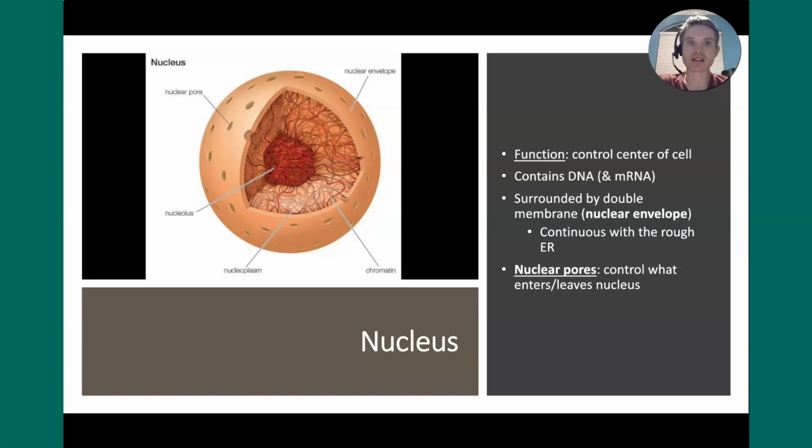The nucleus is the control center of the cell. This is where your DNA is found. The purpose of the nucleus is to basically protect your DNA from mutation and other damages that could occur. Interestingly, surrounding the nucleus, which is the nuclear envelope, there are these little holes that we call pores, and the pores control what enters and leaves the nucleus.